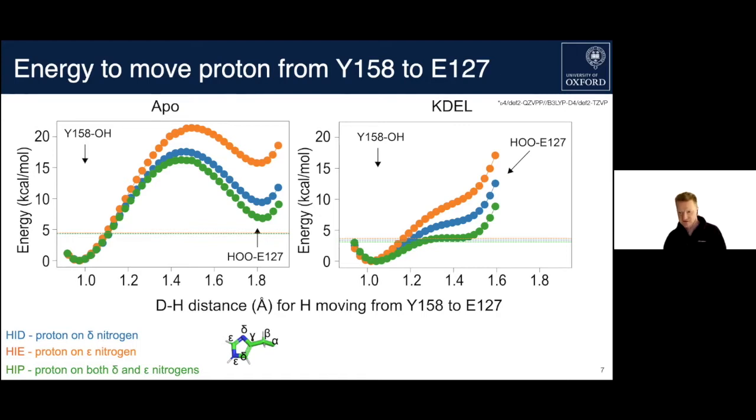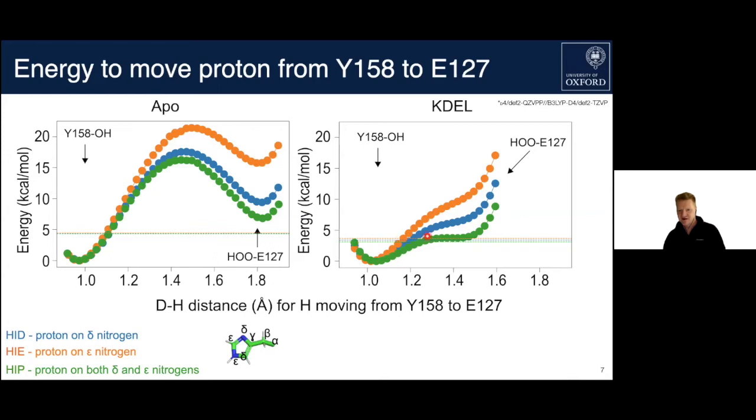Now, the interesting thing comes perhaps when you look at the KDEL bound state. So very different profiles now. You can see here, starting, there's a little well where the tyrosine is, and then you can see here actually that it flattens out, and particularly so for when we've got the protonated histidine. So you can see here, this is actually very flat.